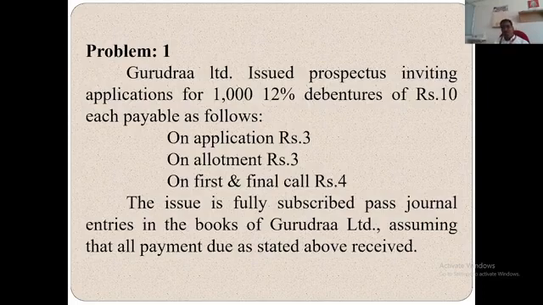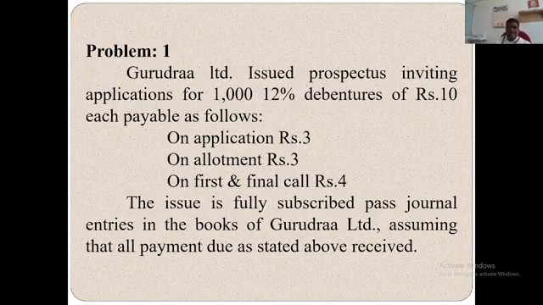In the books of Gurutra Limited, journal entry. First, they are offered to the public: 10.5% debentures of ₹10 each. The same amount is received from the debenture holders, so issued at par value. Journal entry when debenture application money is received: the issue is fully subscribed, and debentures are offered to the public, 1000 debentures at the rate of ₹10 each. The same debentures are subscribed by the public. So how many debentures? 1000 debentures.